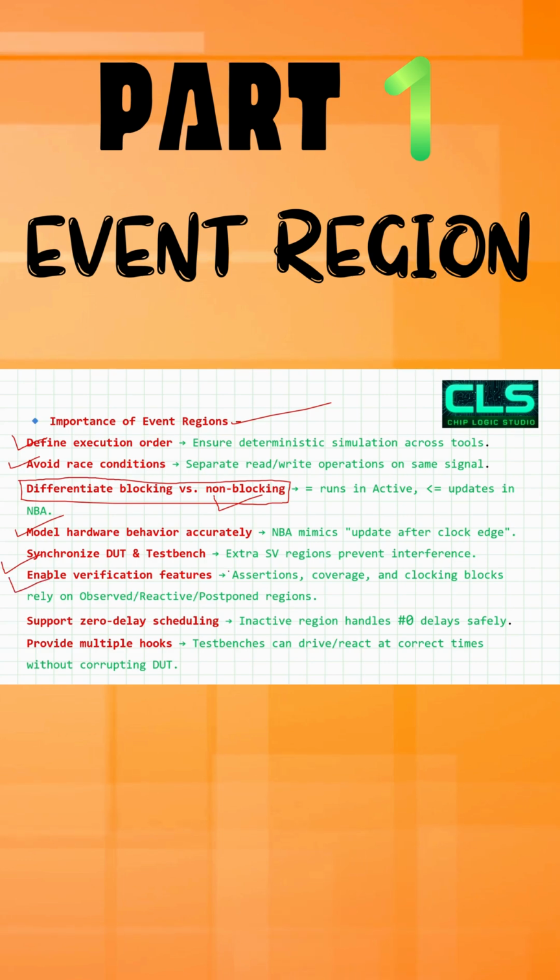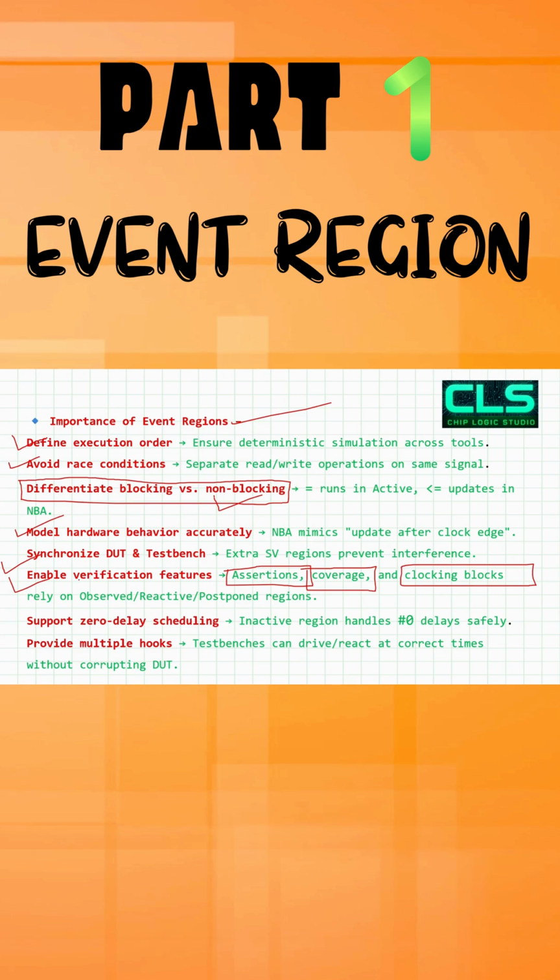And enable verification features. We have some features in SV: assertions, coverage, and clocking blocks. For that, we will see Verilog, and you will know this. And provide multiple hooks, so the testbench can drive and react at correct times without corrupting the DUT, because they both are executed simultaneously. There should be some specific order for execution, so it cannot interfere with your DUT.